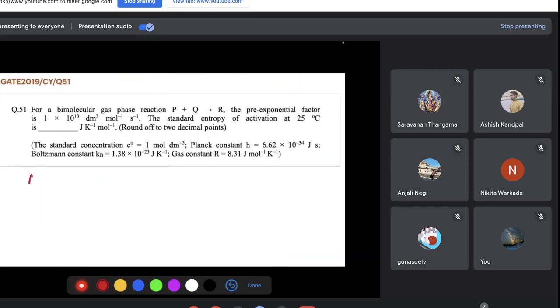So the answer for this is minus 12.57 joule per Kelvin per mole, which is my standard entropy of activation.